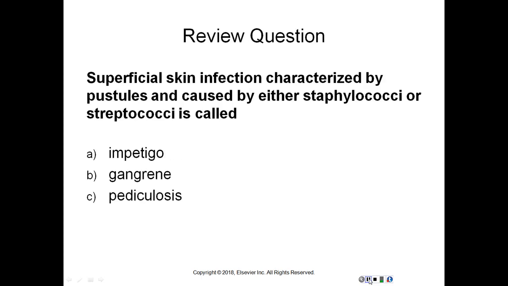And one more question. So what is the superficial skin infection characterized by pustules and caused by either staph or streptococci? And again, just go back. These are all not built from word parts. So hopefully you chose A for impetigo.